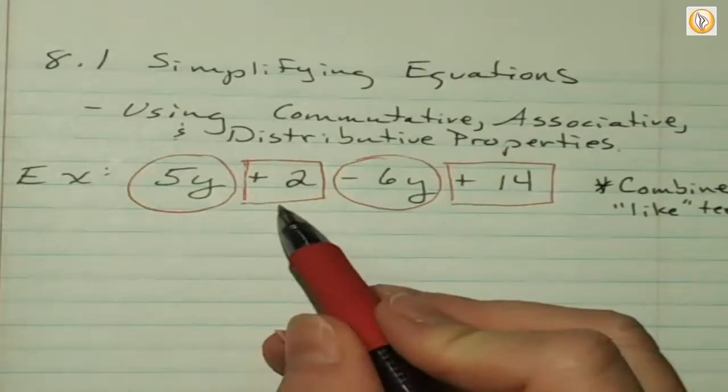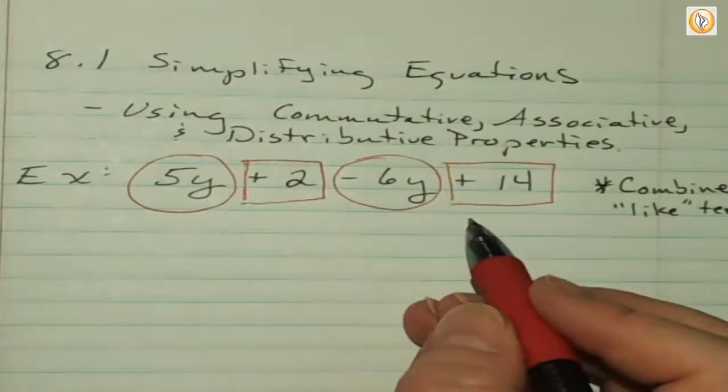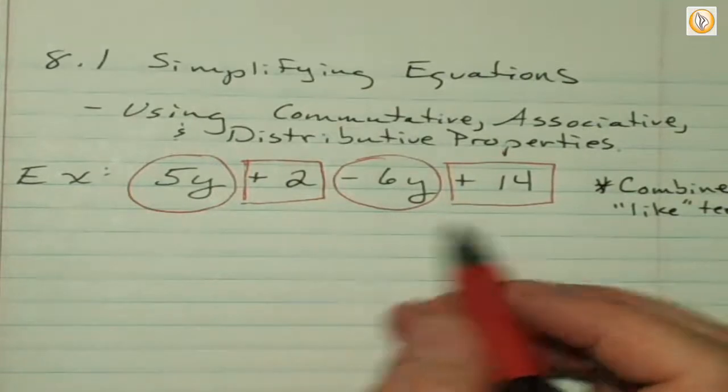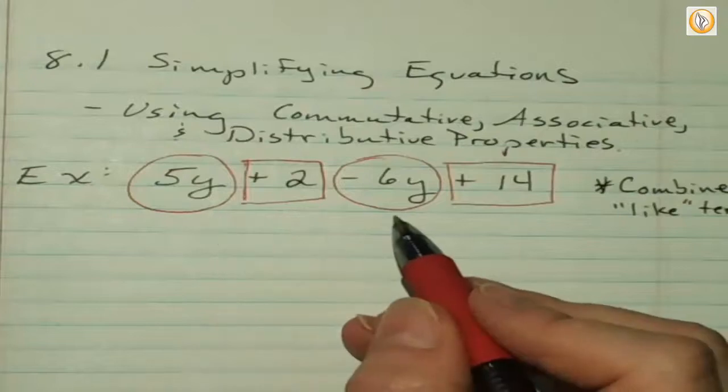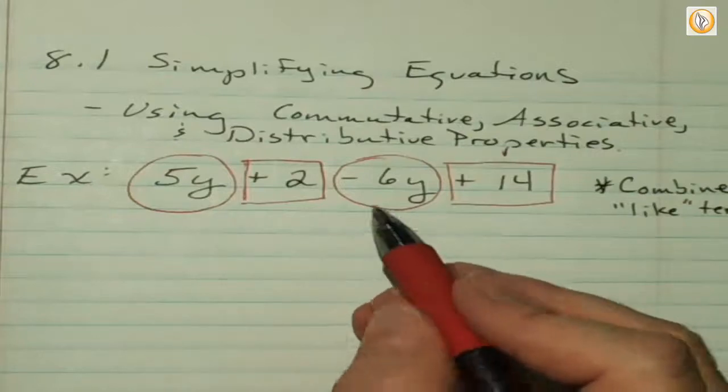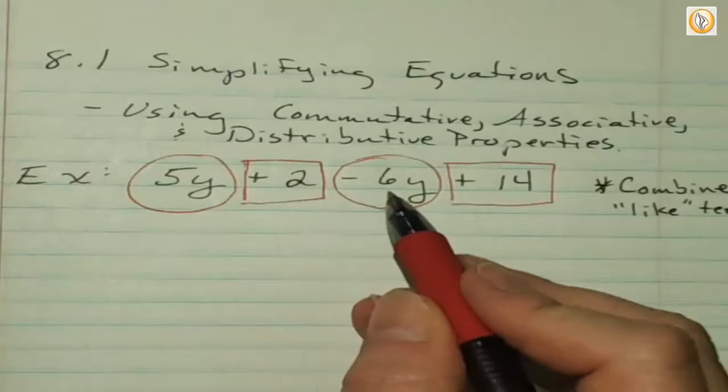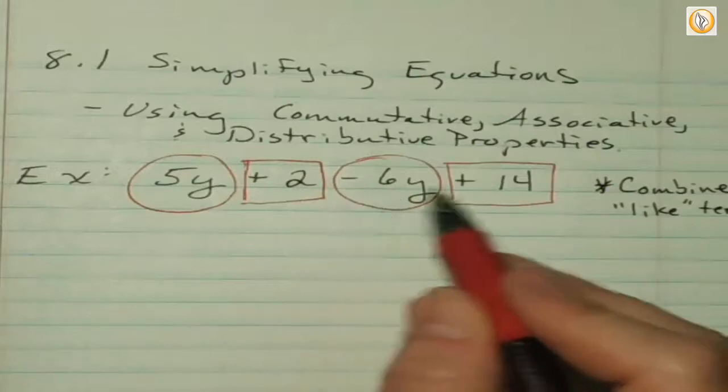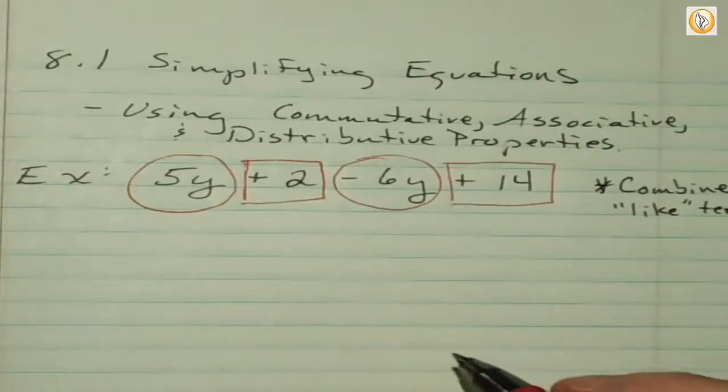So notice I put a square around the 2 and the 14 because those are like terms. The 5y and the negative 6y are like terms. Notice that all my circles and squares include the sign right before.